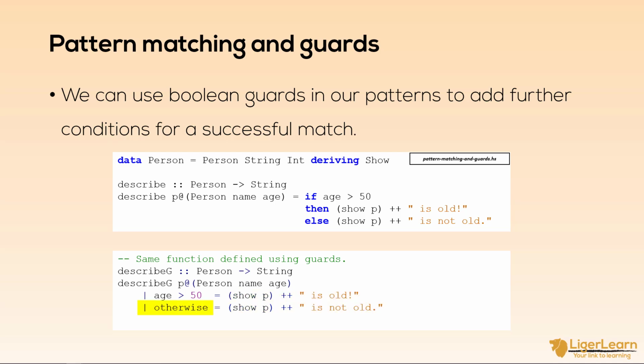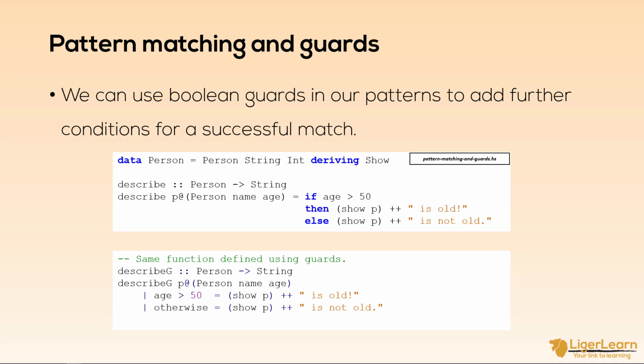For the second guard in the sequence, we use the word otherwise. Otherwise is an alias for true, so it will always match. So this is like the else block in the previous function definition. In this example, we only have 2 guards in our sequence, but you can have as many as you like. As with patterns, guards are evaluated from top to bottom, and the first that evaluates to true will result in a successful match. Since otherwise will always result true, it should always be the last guard in the sequence.